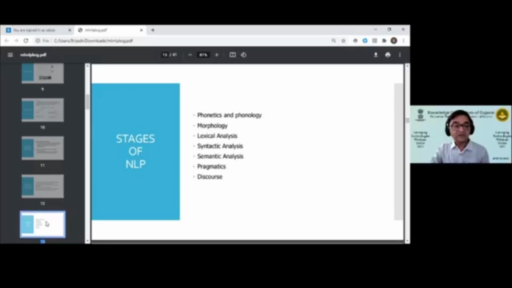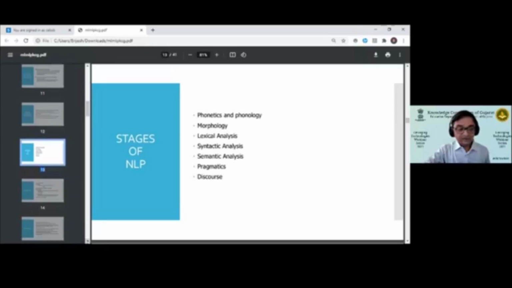So these are the stages of NLP: phonetics and phonology, morphology, lexical analysis, syntactic analysis, semantic analysis, pragmatics, and discourse. We'll look at these stages one by one. We'll define them, we'll identify the challenges of each, and then we'll see how they can be solved using machine learning methods.